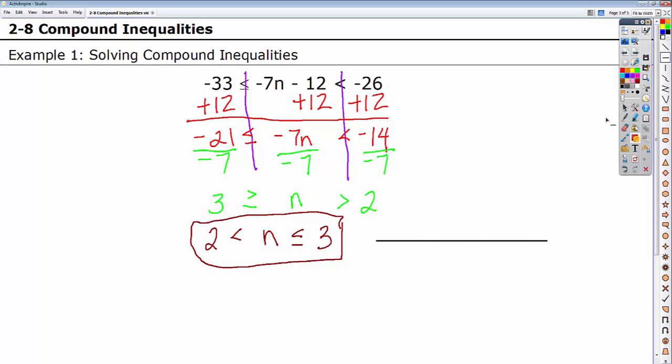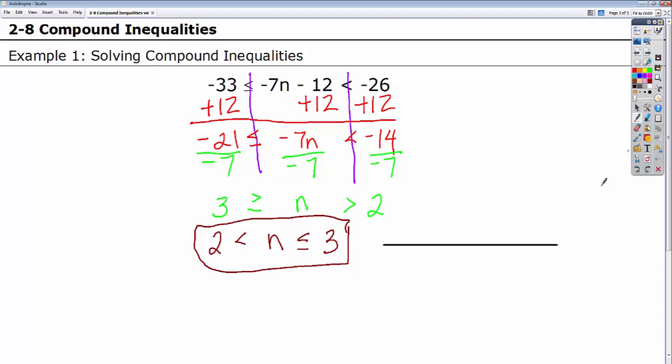Alright, your graph. We've got 0, 1, 2, and 3. We've got an open circle on 2, a closed circle on 3, and we're shading right there in the middle. Last but not least is interval notation, parentheses 2, comma, 3, bracket. Alright, that's compound inequalities.